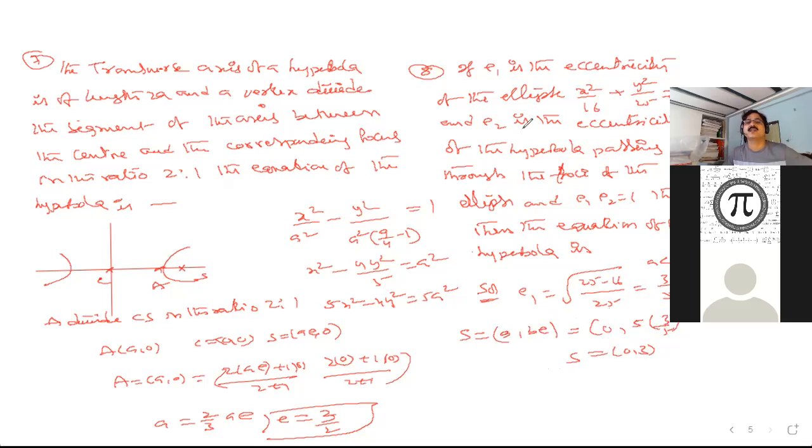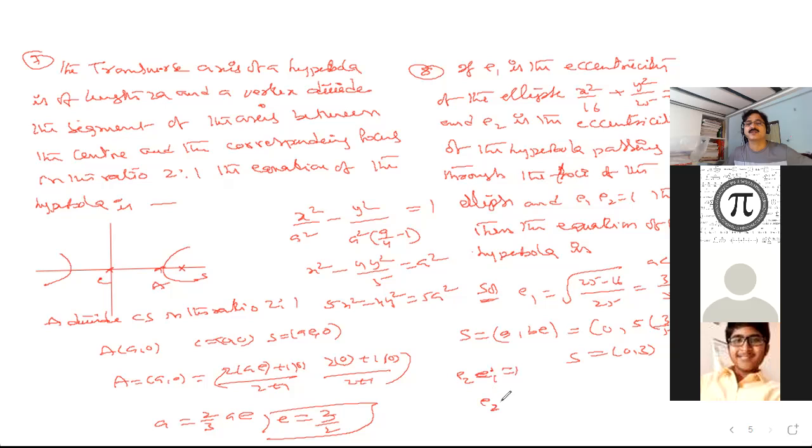Okay. And E2 be the eccentricity of the hyperbola passing through the foci of the ellipse. And E1 into E2 is equal to 1. Okay. So E2 is what? Eccentricity of the hyperbola. Right. So we will get E1, E2. E1 he has given, so E2 is 5 by 3. E2 is equal to how much? 5 by 3. Done. E2 is 5 by 3.